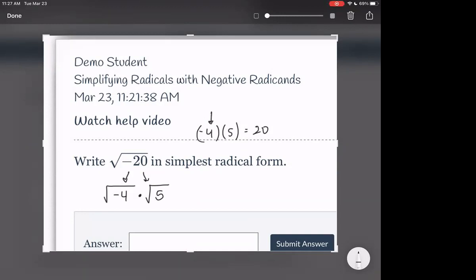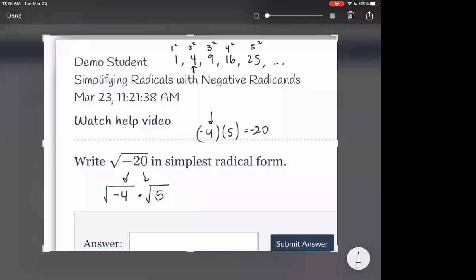Remember, perfect squares are like 1, 4, 9, 16, 25. These are perfect squares because this is 1 squared, 2 squared, 3 squared, 4 squared, 5 squared. So I chose a perfect square, 4. -20 is rewritten as -4 times 5, and that gives you -20. So I broke down that -20 into -4 and 5.